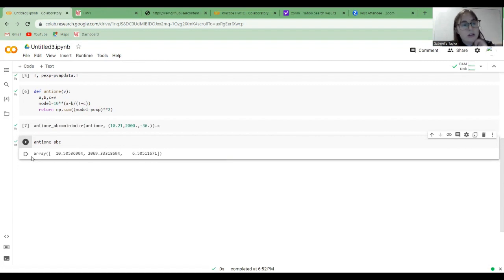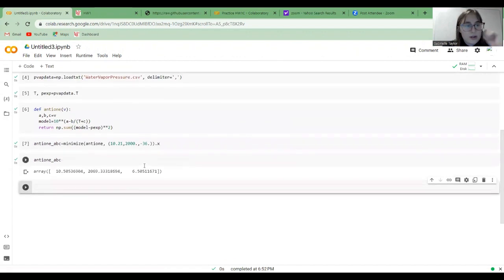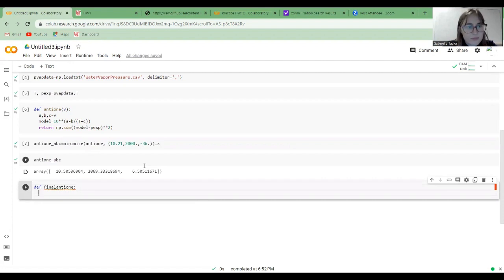Okay, these are good. And then let's try this one. Okay, so let's do final. Let's define final Anton equation. Oh, and this is also going to be in respect of V, where V is going to be our A, B, and C. A, B, C equals V.